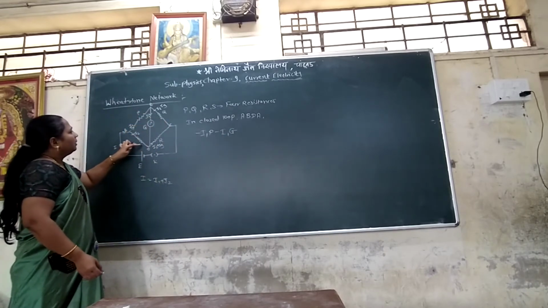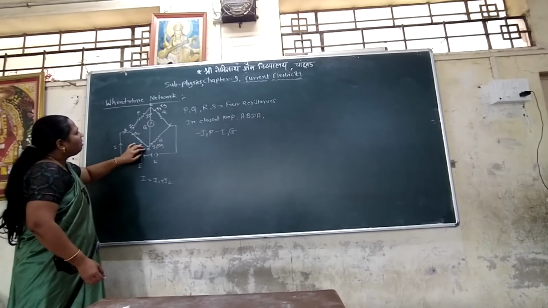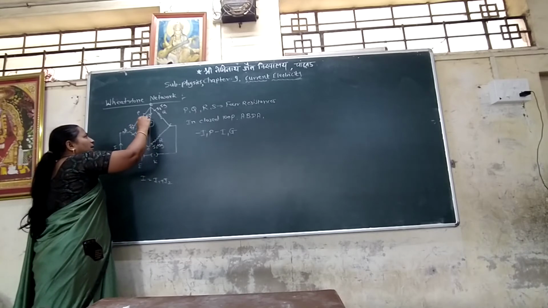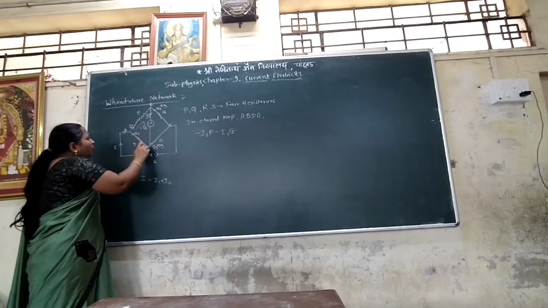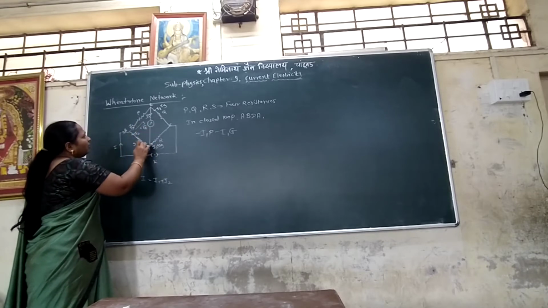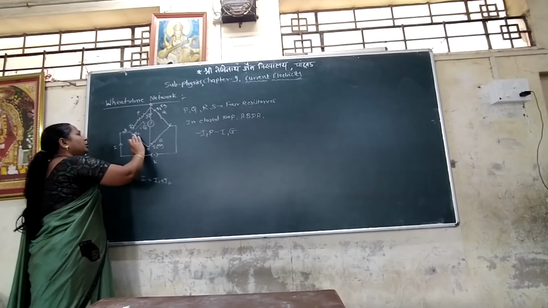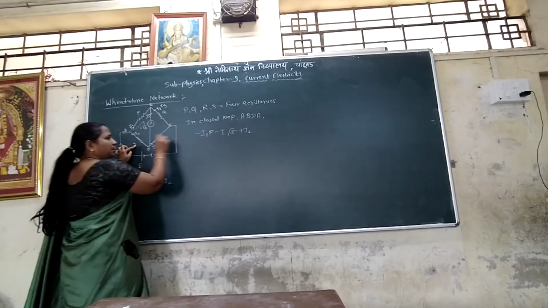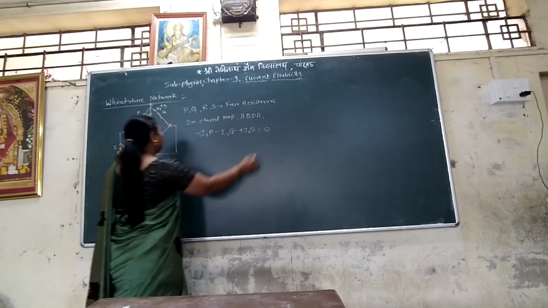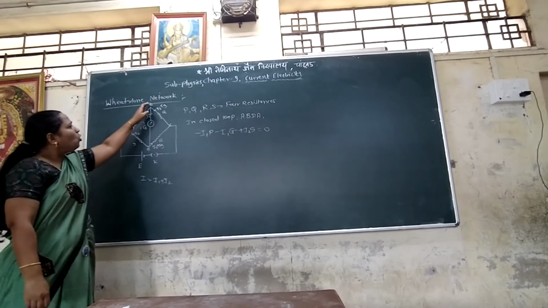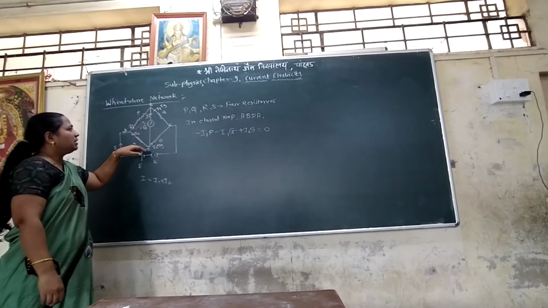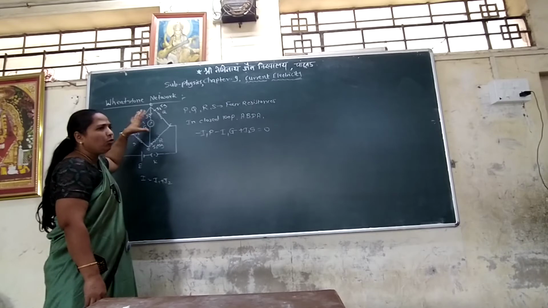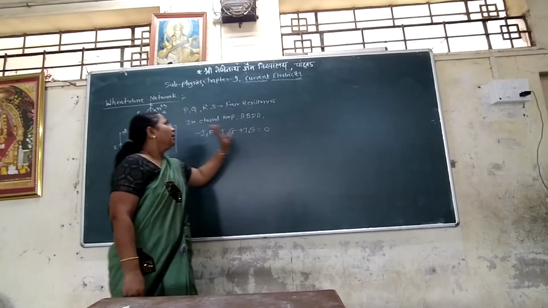Plus, the current I2 is flowing in the opposite direction to the loop considered. Therefore, I2 is taken as positive, plus I2 S is equal to 0. In a closed loop, the sum of potential differences is equal to 0. But here no battery is present in that loop, therefore no EMF is taken.